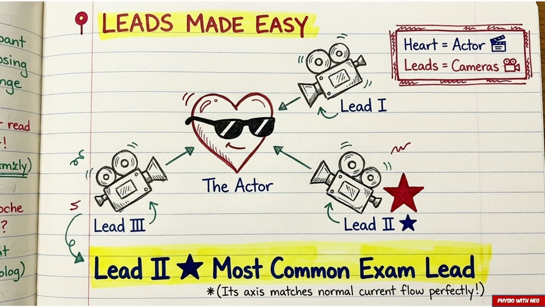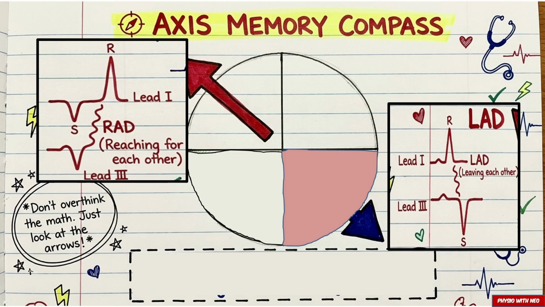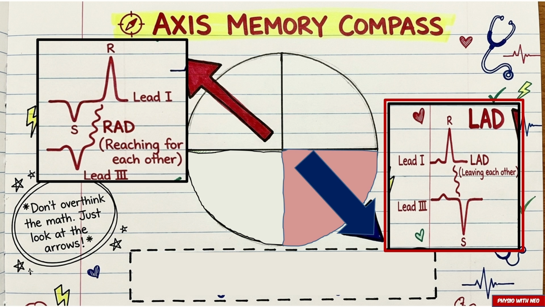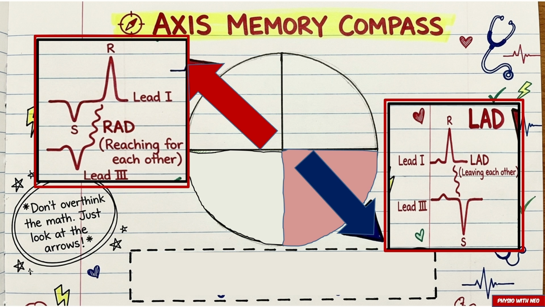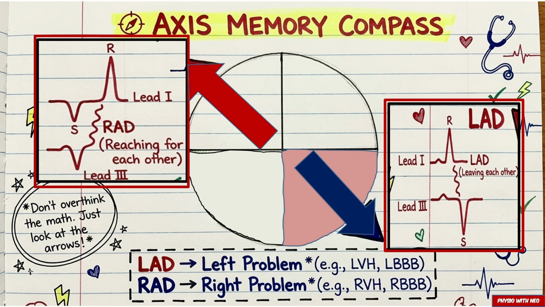Next comes the topic that scares almost everyone, electrical axis. Forget complicated angles. Imagine a compass. The blue arrow is normal. If it moves towards left, it is left axis deviation. Think of left heart problem. Red arrow is abnormal. If it shifts towards right, it is right axis deviation. Think of right side problem. Remember the direction, then the diagnosis. So, LAD is left problem, RAD is right problem.